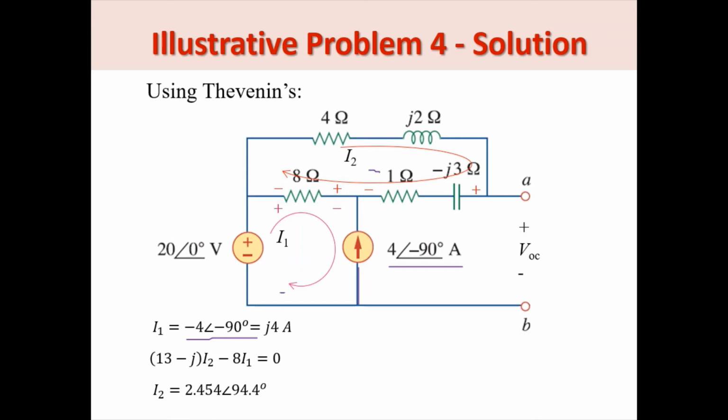We also write a KVL equation here on the loop involving I sub 2, and that is this equation. So 4 plus 8 plus 1, that's 13, minus J3 plus J2, that is minus J I sub 2, plus the voltage drop on the 8 ohms due to I sub 1, that is minus 8 I sub 1 equals 0. And that should give us I sub 2 equals this value.